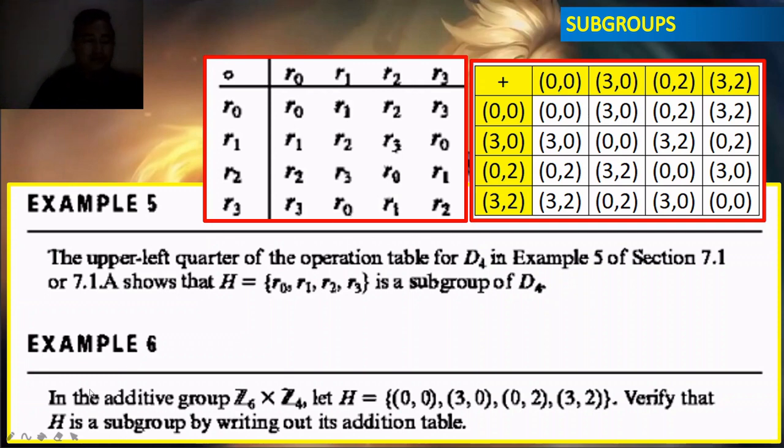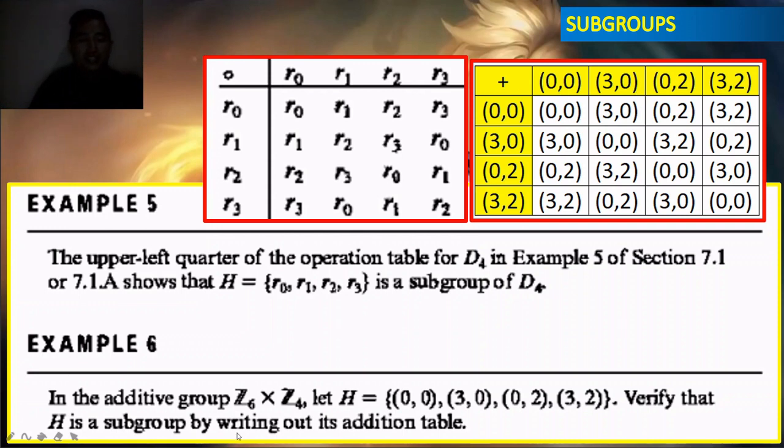Okay, now next, this part. In the additive group Z6 cross Z4, Z6 is 0 to 5 and Z4 has elements from 0 to 3. Z6 is finite and Z4 is finite. Therefore their order is finite. Right? Z6 cross Z4 has a finite order. You just multiply them: 6 times 4 is 24. So there are 24 elements. Then H is just (0, 0), (3, 0), (0, 2), and (3, 2). So this is a subset of Z6 cross Z4.